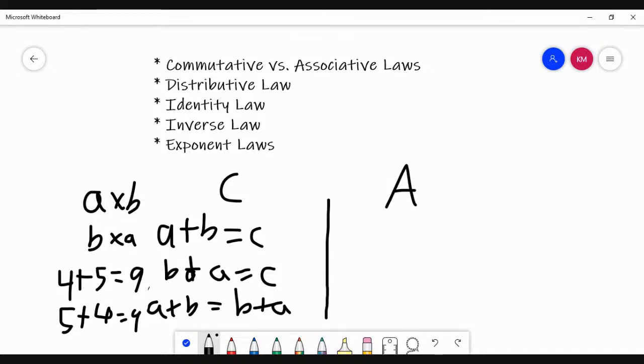Now, mind you, the first two laws of commutative and associative, distributive, which is a multiplication, identity, and inverse. All of these laws deal with addition and multiplication. Distributive law, that's only to multiplication, but commutative, associative, identity, and inverse all are adding and multiplying properties.